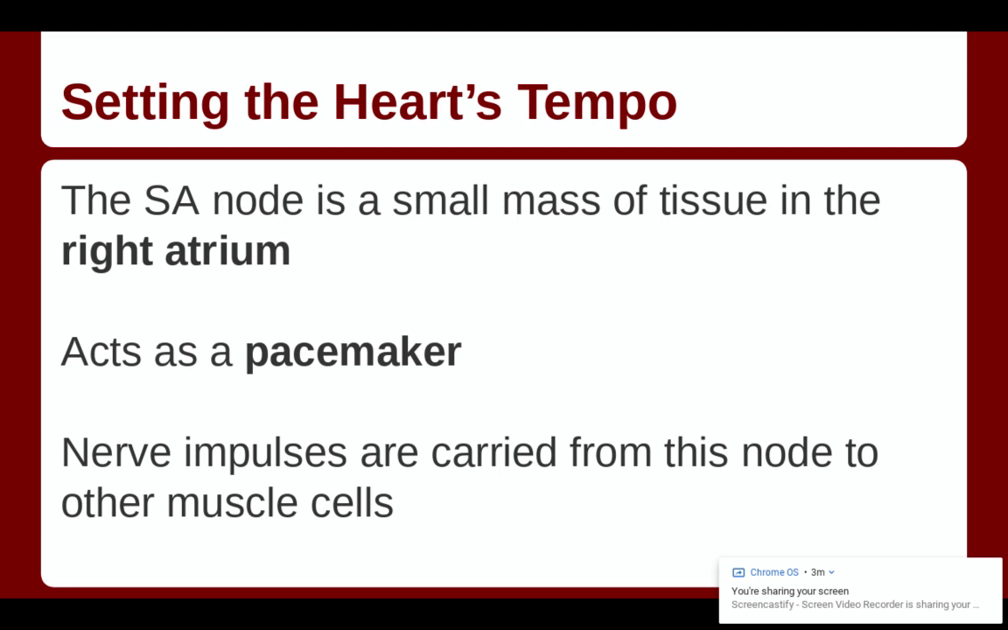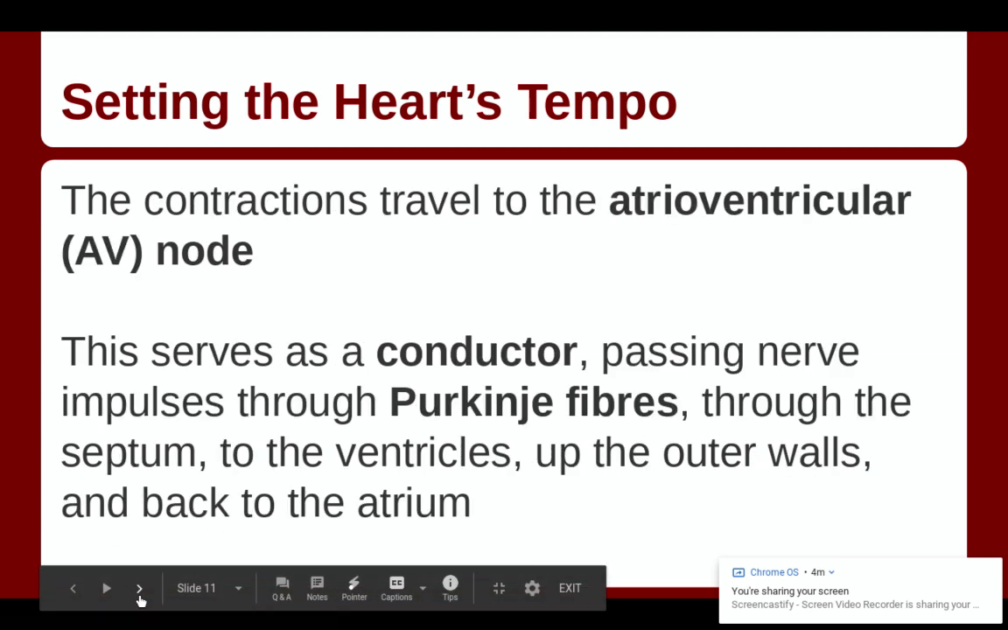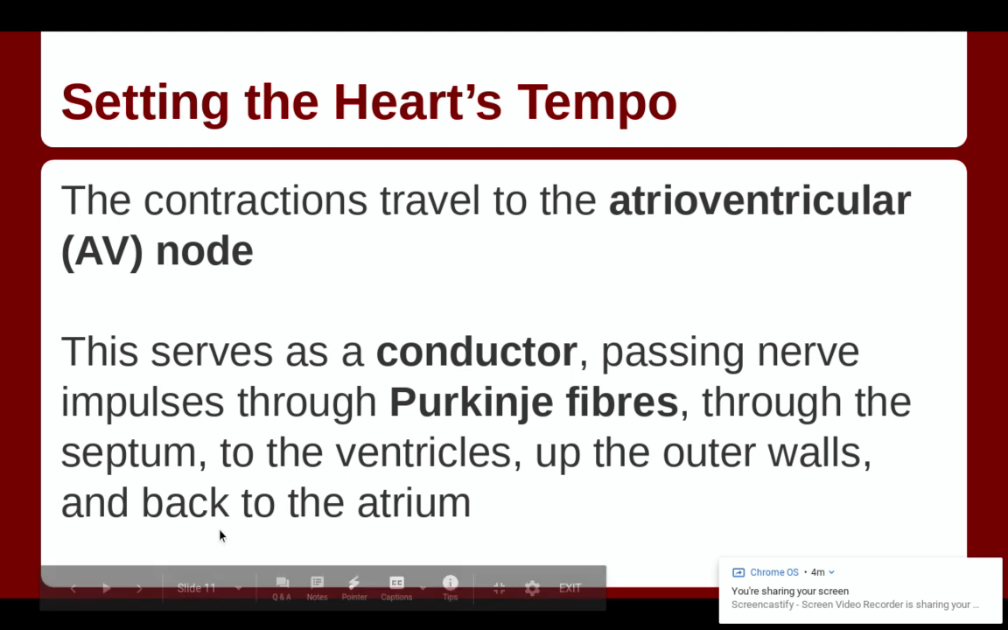So for certain people, if this isn't working, they have to get a separate pacemaker put in that actually makes their heart beat to a certain rhythm. Okay, nerve impulses are carried from this node to the muscle cells, causing them to beat. Okay, the contractions travel to the atrioventricular node, which serves as a conductor, passing the nerve impulses through the Purkinje fibers, through the septum, to the ventricles, and up the outer walls, and then back into the atrium.